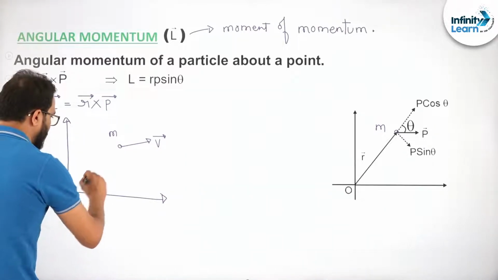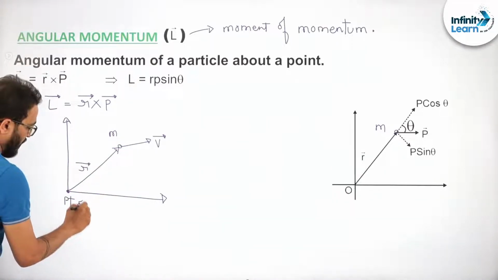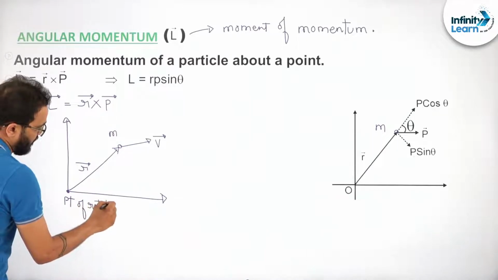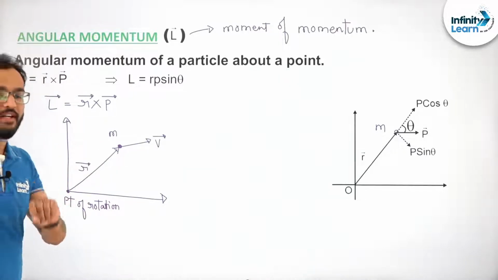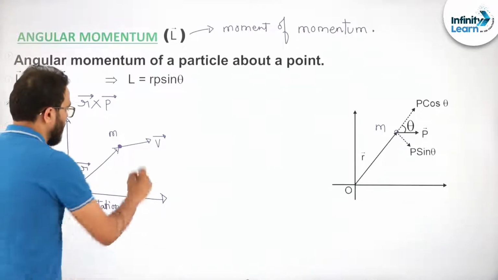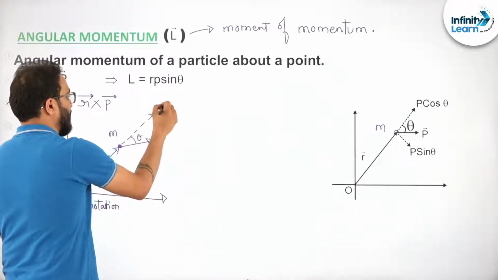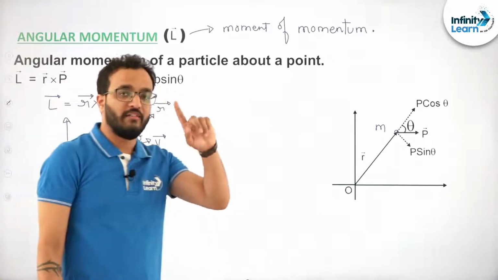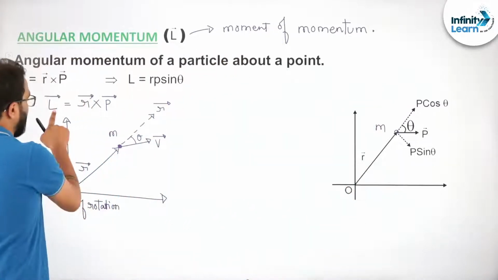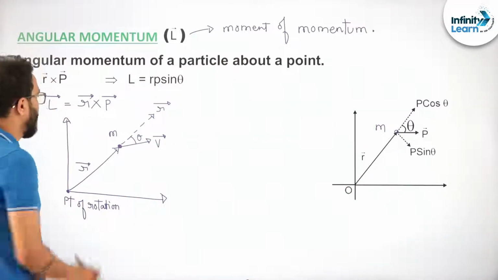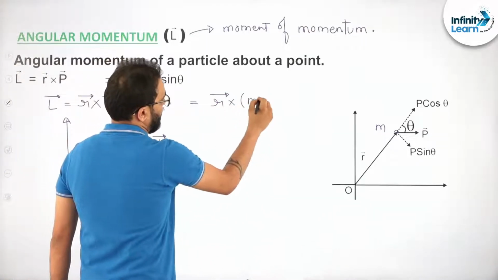What we will do is join it. This is the vector joining the point of rotation or axis of rotation with the particle of which we want to find the angular momentum. Then we will extend it, and this is the angle between them. We will say this is vector r. As we did in torque, vector r cross vector F becomes vector tau. Here also vector L is vector r cross p, and p is mv, so vector r cross m times vector v.